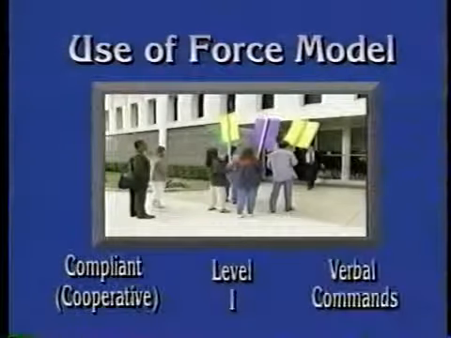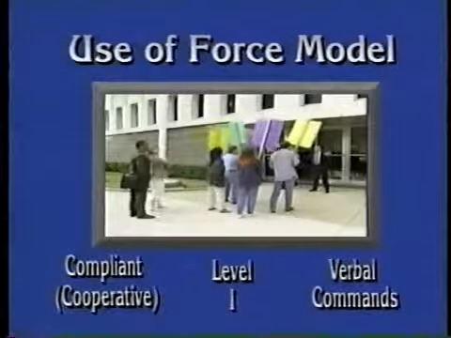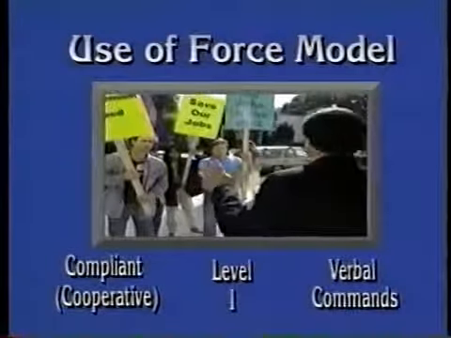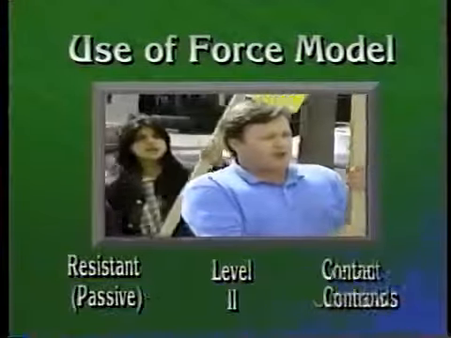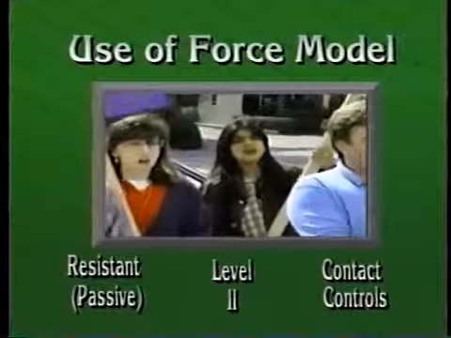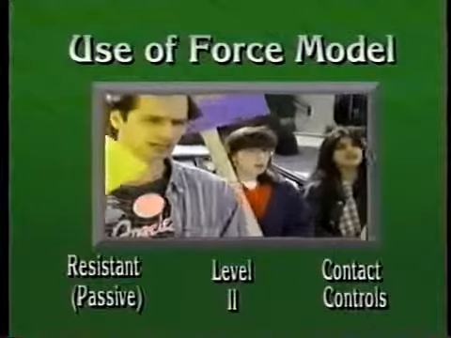When Special Agent Hale arrives on the scene, he again starts on the first level, trying to resolve the problem by gaining their compliance. We know that didn't work either. The demonstrators continue in their posture of passive resistance.